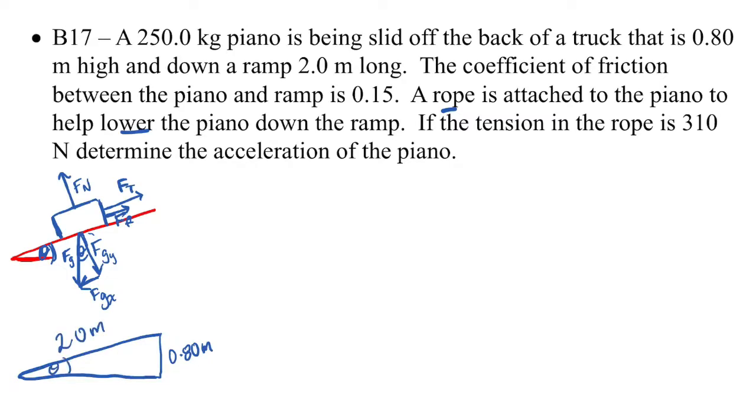Oh my goodness, can I find this angle with that information? Well, I've got a right triangle, I've got the opposite side, and I've got the hypotenuse, so I would say yes. Absolutely, let's use sine and figure out what this angle is. So we know sine of theta is going to equal opposite, 0.80 meters, over hypotenuse, 2.0 meters. Okay, so my angle is the inverse sine of that.